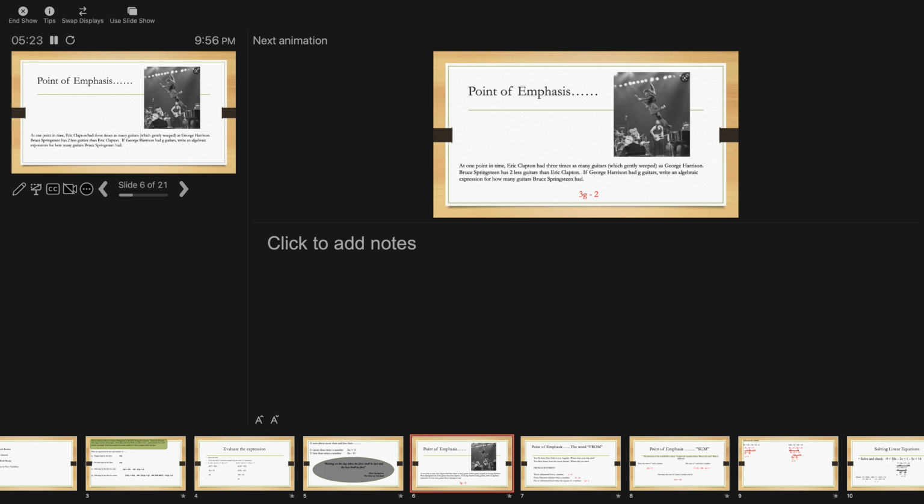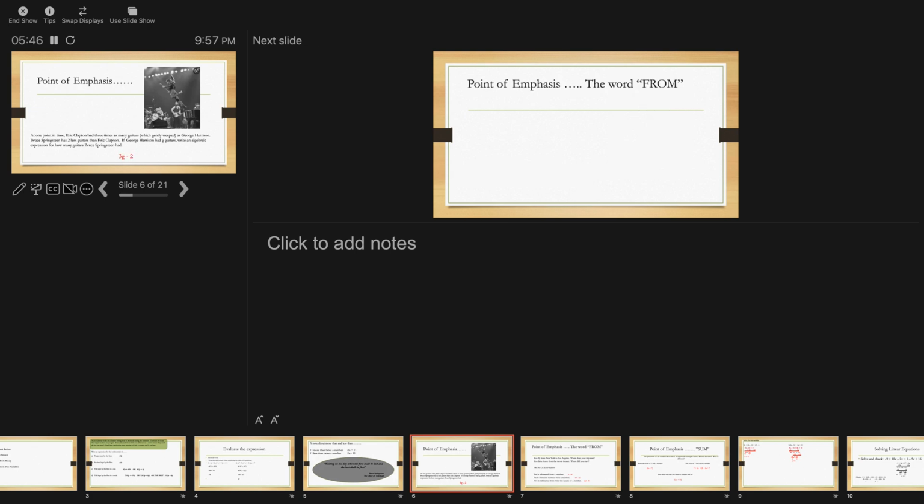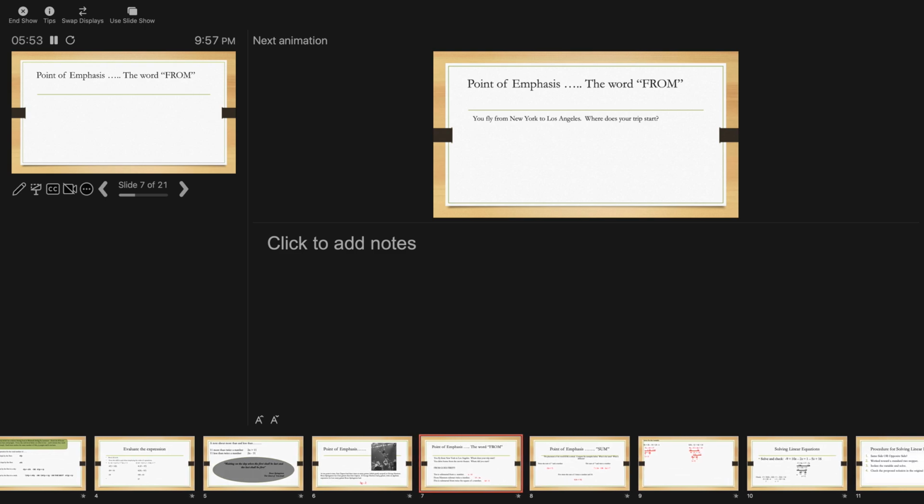At one point in time, Eric Clapton had 3 times as many guitars, which gently wept. We explained that to you last week, as George Harrison. So Clapton has 3 times as many as George Harrison. Springsteen has 2 less guitars than Clapton. If George Harrison had G, what's an algebraic expression for the number of guitars that Springsteen has? Remember, Clapton has 3 times as many as Harrison, and Springsteen 2 less than Clapton. That would be 3G minus 2.